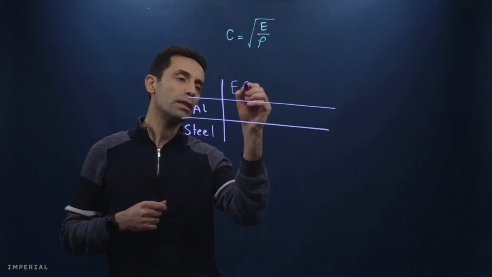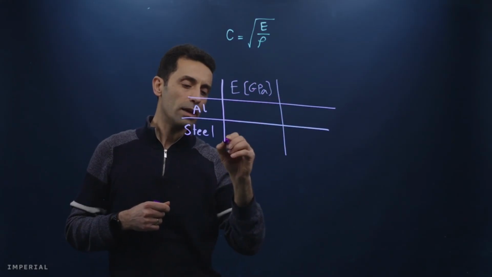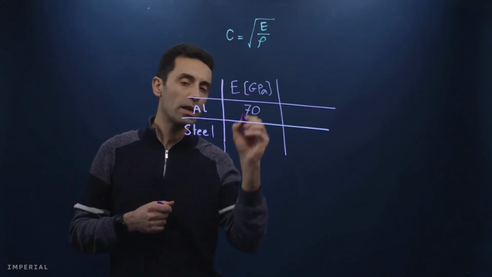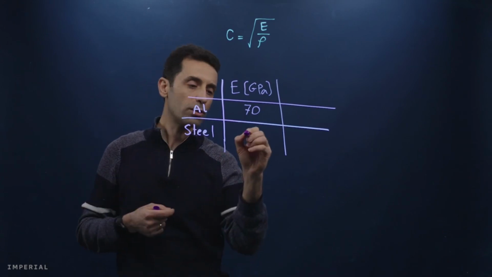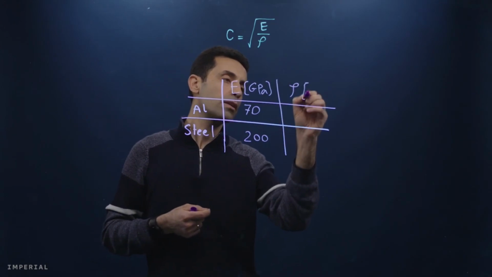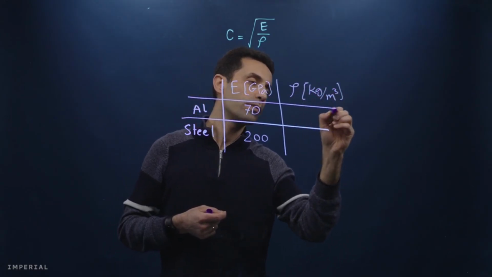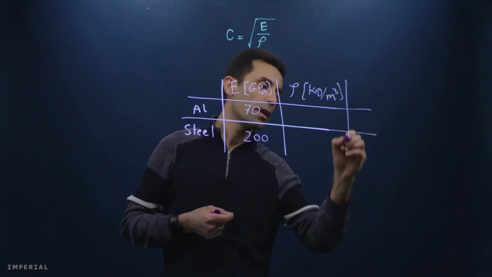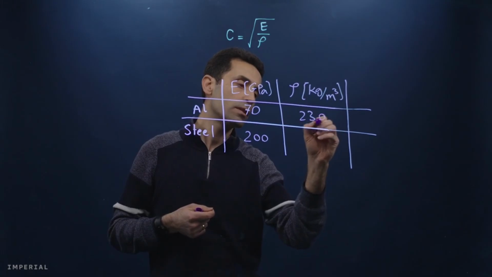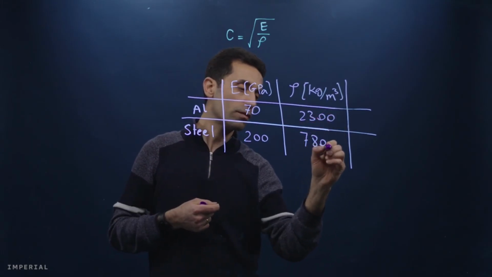Elastic modulus in gigapascals in aluminium is around 70 gigapascals. In steel it is around 200. Density in kilograms per cubic meter for aluminium is around 2,300, and for steel that's 7,800 roughly.